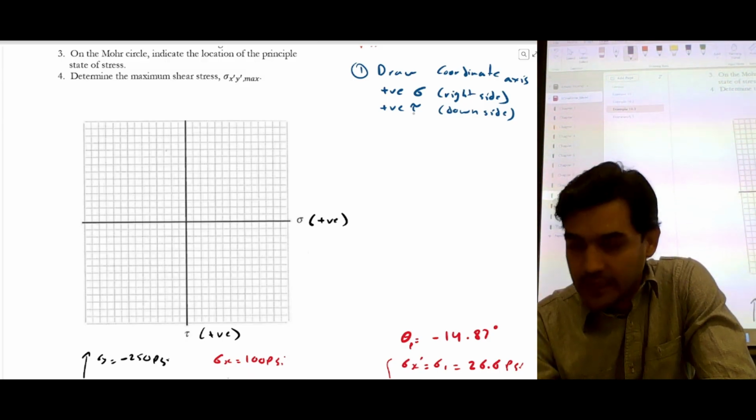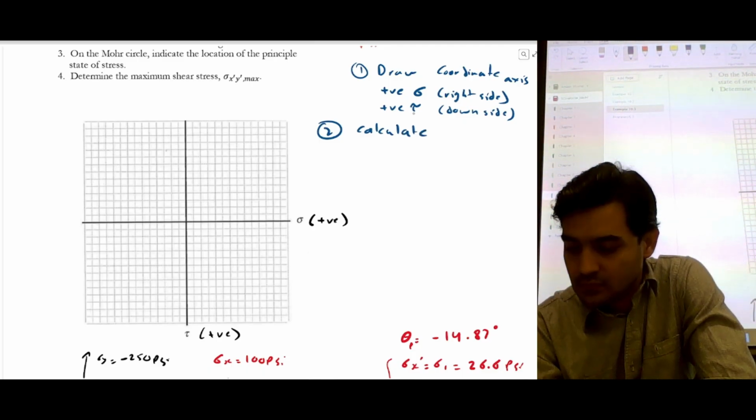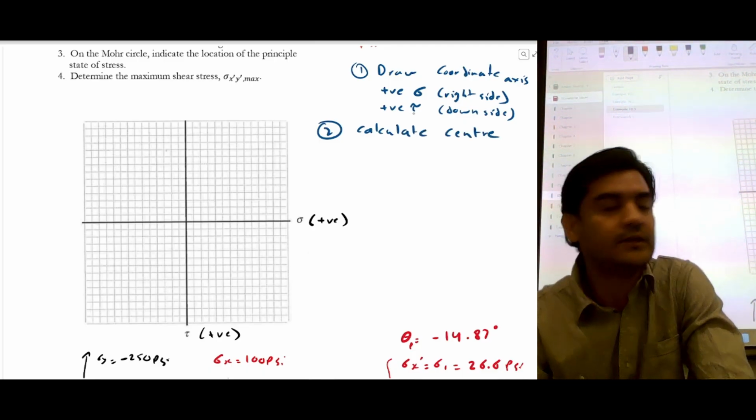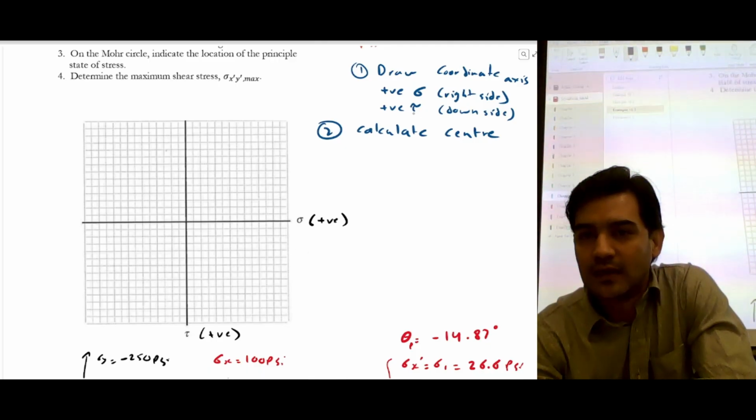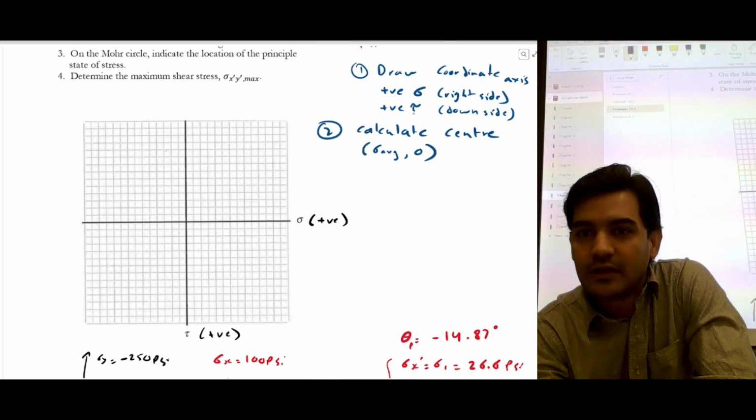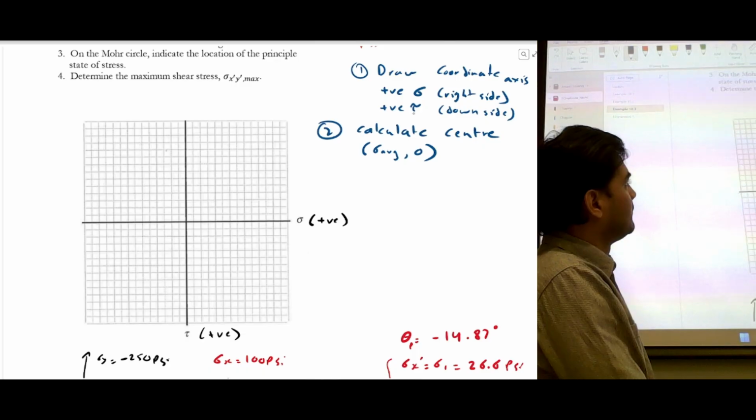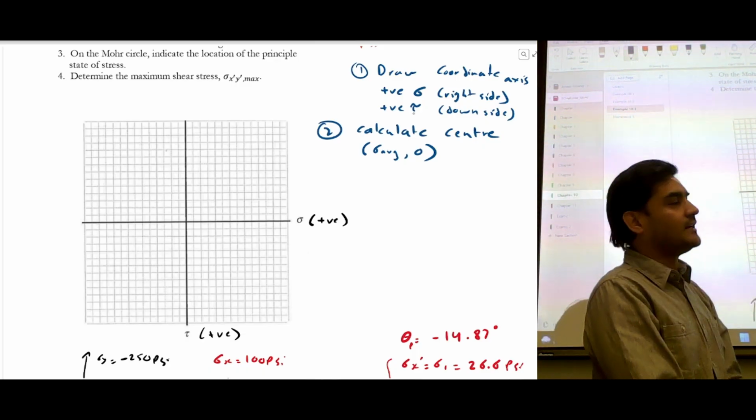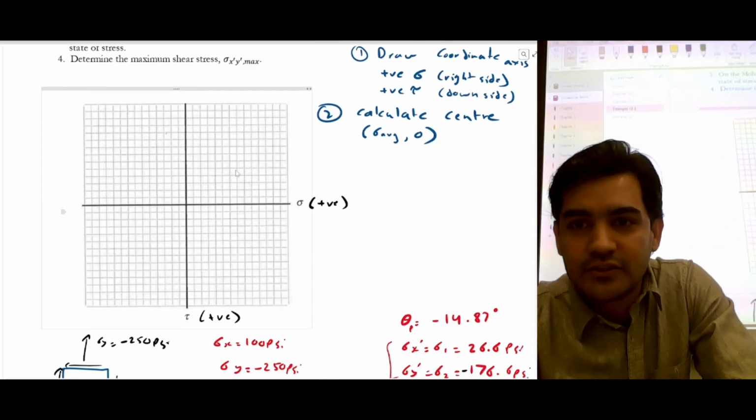So our second step is to calculate the center. We have to calculate the center point of a circle. So where is the center being located? And then we also need to calculate the radius, and then we can draw a circle. The formula to calculate the center is average stress and zero. So basically you have to calculate the average of the normal stresses.